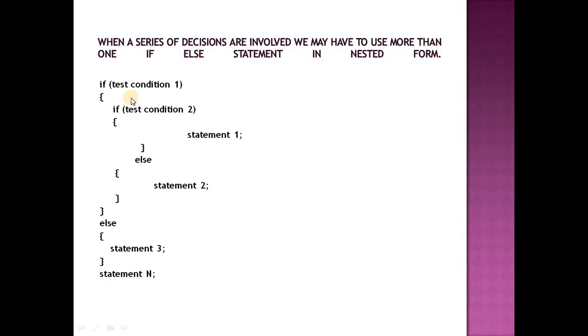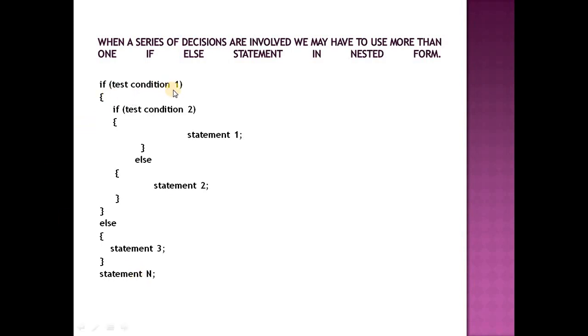This is one. Second, we'll check this condition 1. If it is true, we'll check the second condition, test condition 2. If this test condition 2 is false, this statement 1 will skip this part and will directly go to the else part and execute this part of the program, that is statement 2 will get executed and directly the control will come to statement n. This is the second part.